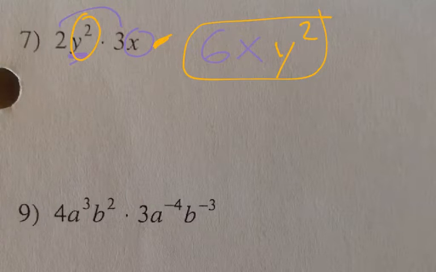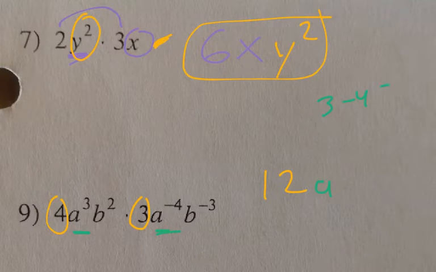All right, let's look at number 9 down here. Notice I'm going to take 4 times 3 and get 12, right? And then I have an a^3 here and an a^-4 there. So when I multiply those together, guys, I'm going to add. And 3 minus 4 is negative 1. So I'm going to have an a^-1. Okay? Now, notice there's a b^2 and a b^-3. Again, when I multiply those b's together, I know that 2 and a minus 3, again, is negative 1. So I'm going to end up with b^-1.